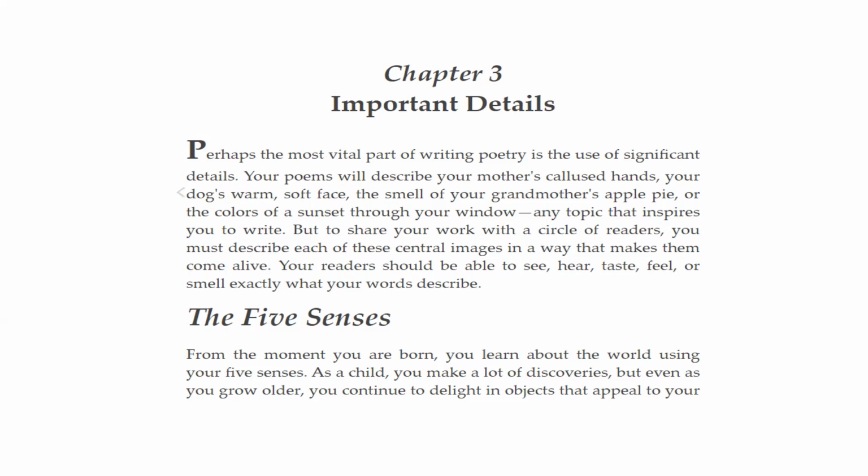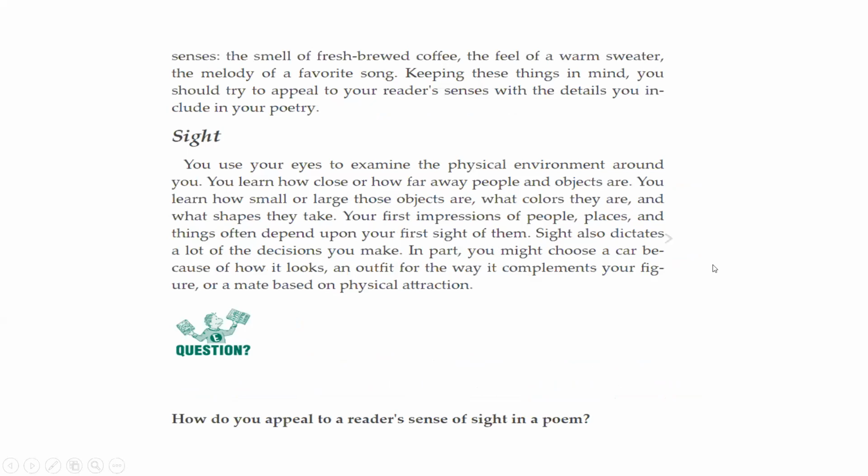The five senses. From the moment you are born, you learn about the world using your five senses. As a child, you make a lot of discoveries. But even as you grow older, you continue to delight, or become happy, in objects that appeal to your senses. The smell of a fresh brewed coffee, that makes a lot of people happy. The feel of a warm sweater, I guess on a cold day. The melody of a favorite song, you know, whatever that is. That's your favorite song. Or you like BTS. Keeping these things in mind, you should try to appeal to your reader's senses with the details you include in your poetry.